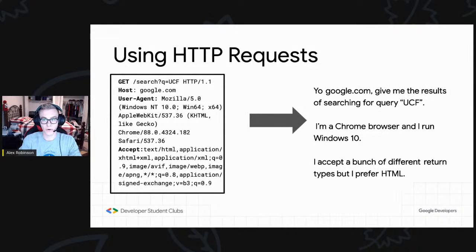And an HTTP request is simply a request for information. If you look at the example on the screen, we can translate the formatted HTTP request into the following, how you would normally communicate, I guess you could say. So you're basically saying, yo, Google, give me the results of searching for UCF. I'm a Chrome browser and I run Windows 10. I accept a bunch of different return types, but I prefer HTML. While it's important to learn about the structure of HTTP requests, we're providing you with the basics just to get started.